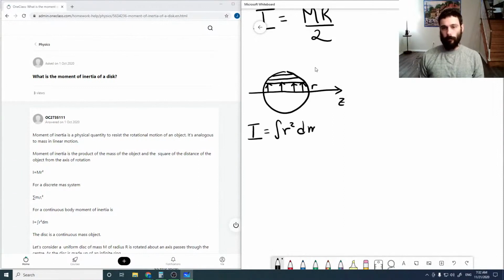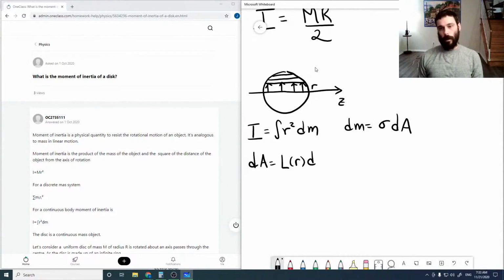r squared dm. And the best way for us to get what our dm is in terms of our r is through our area expression. So we need to find some dA, and our dA in this case, again, our best chance at it is to have these length of our expressions multiplied by dr, because each one of these little things has a width of dr. And we can do this using just some geometry.